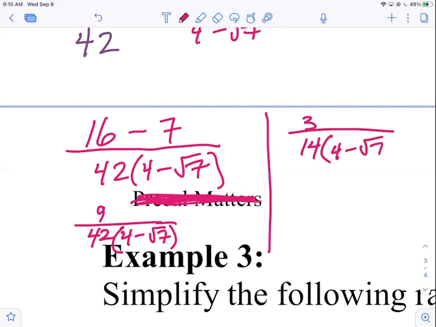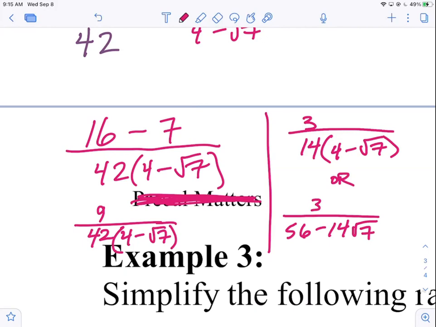4 minus root 7. And at this point, you could either stop if you wanted to. I kind of like that version. Or if you feel like it, now would be the time to distribute. 56 minus 14 root 7. These are both I would consider equally simplified. It's just a matter of what we plan on doing with the expression after we rationalize it. But the task was met, right?